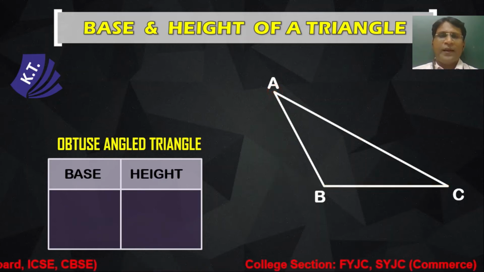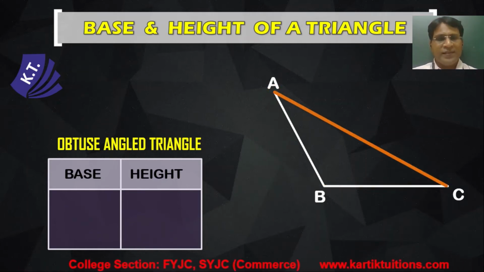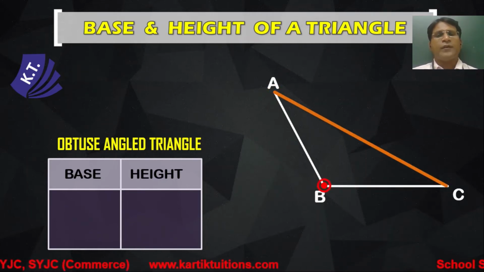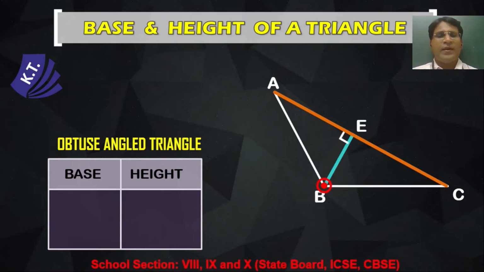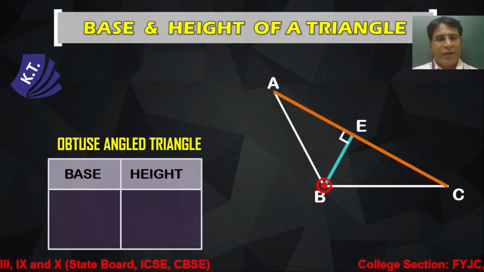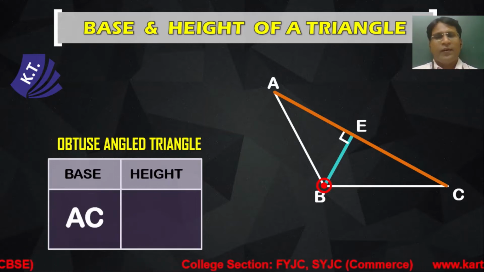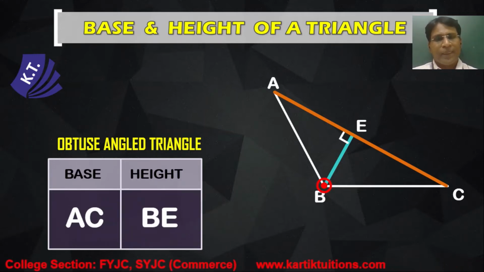Next, if I take AC as my base, then my perpendicular has to be from vertex B. So at that time, BE will be perpendicular to AC. So if my base is AC, my height is BE.